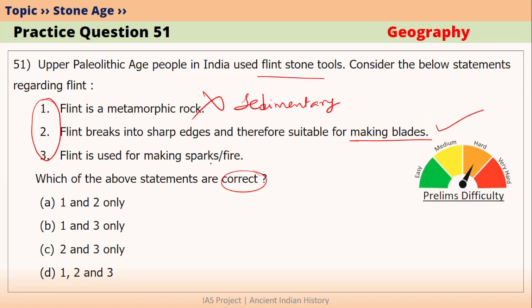The third statement is, flint is used for making sparks or fire. This is also correct because in upper Paleolithic age, people used to make fire or sparks by striking 2 flint stones together. This used to produce spark. This is a hard level question because this knowledge mainly comes from geography and statement 2 knowledge comes from ancient Indian history. So the correct answer would be 2 and 3 only are correct.